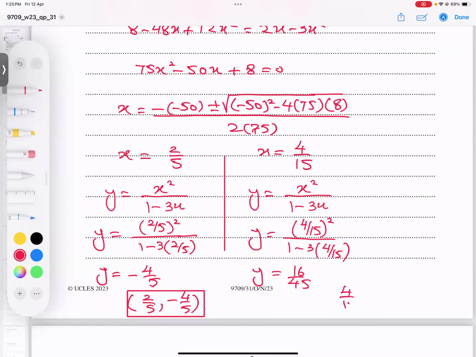And 4 over 15, 16 over 45. So I believe nothing hard. Alhamdulillah.